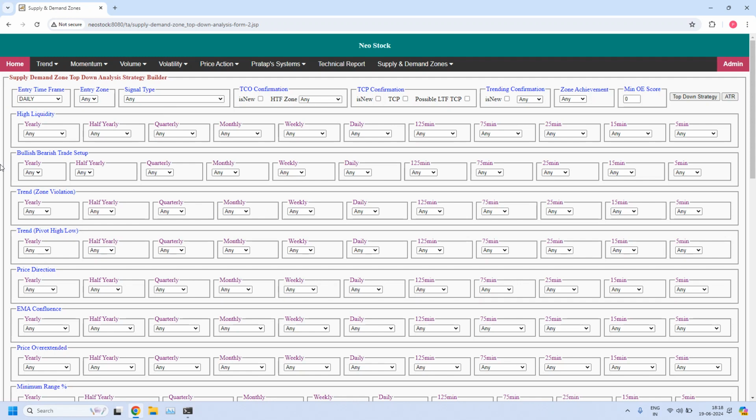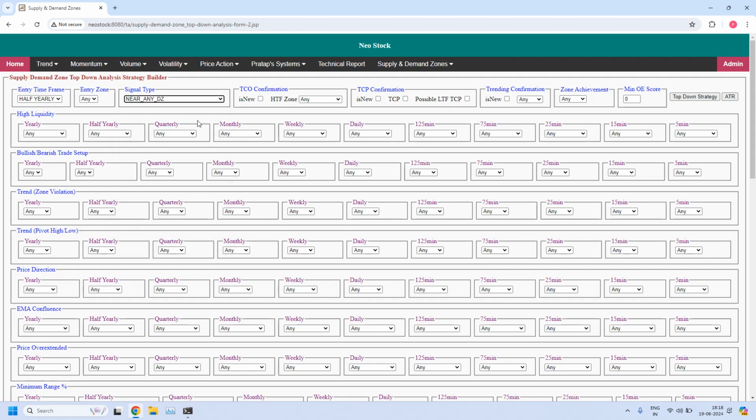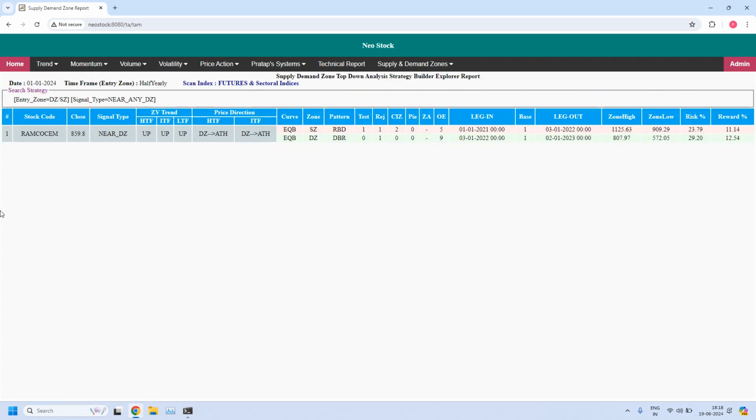Now let's start with finding the stocks near demand and supply zone starting from half-yearly time frame. For half-yearly time frame, let us find the stocks near half-yearly demand zone. Only one stock is filtered. I will be giving you only few seconds time to watch the report. You need to pause the video, and once you study all these zones and their parameters, then you can proceed further.